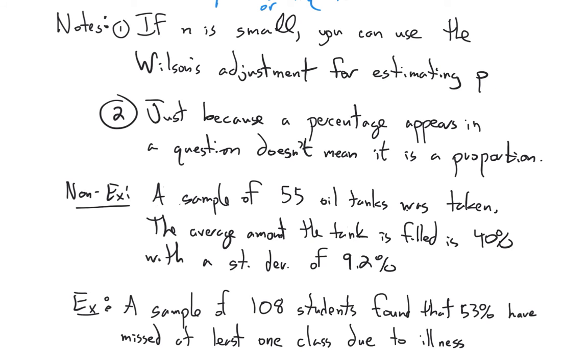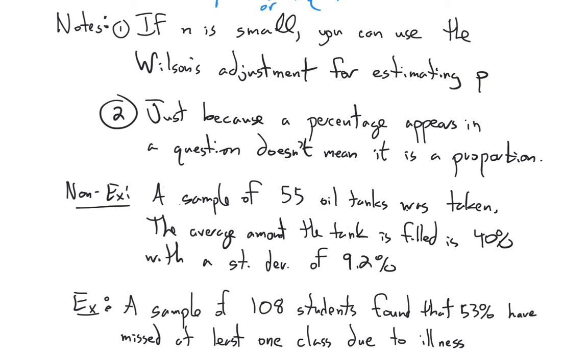Okay, the second thing is an error that I find a lot of students make. When they're reading a problem, they might see a percentage and think, oh, there's a percentage involved, it must be a population proportion question. But that's not necessarily true. Let me give you two examples. One, which is a non-example, where it's not a population proportion, and the other one that is, so you can start to see the difference.